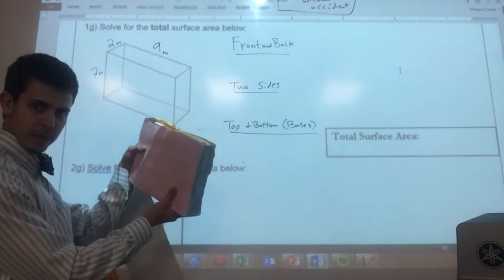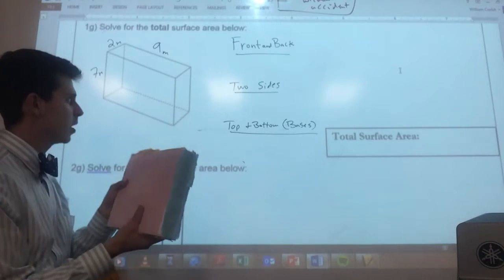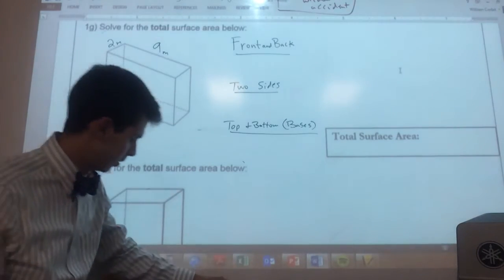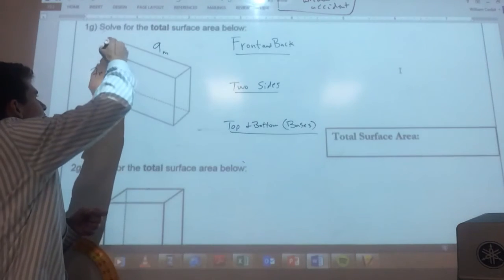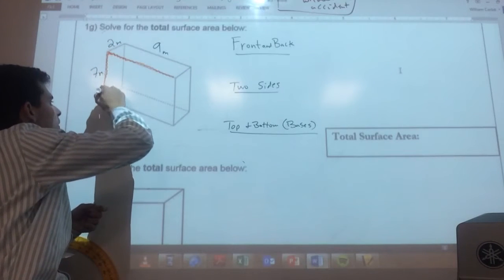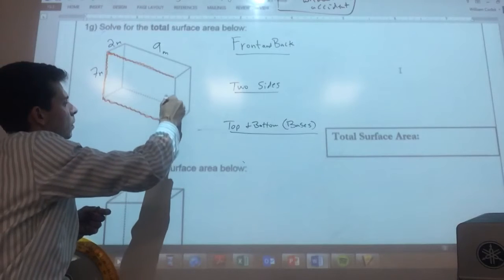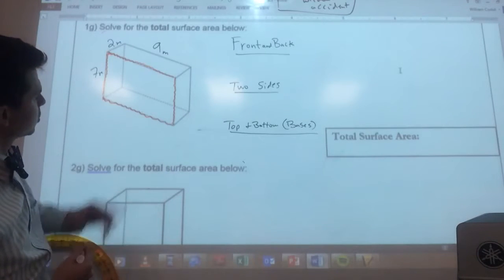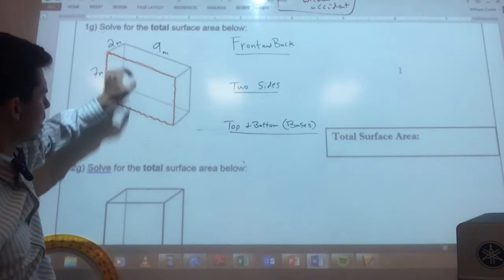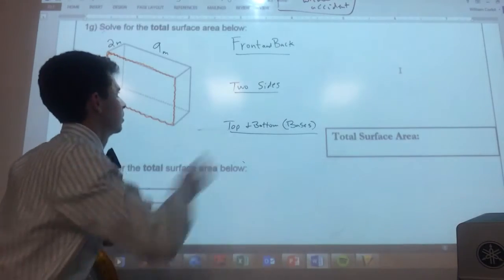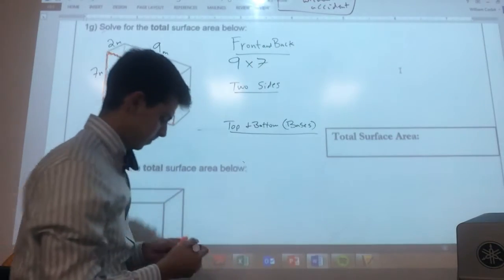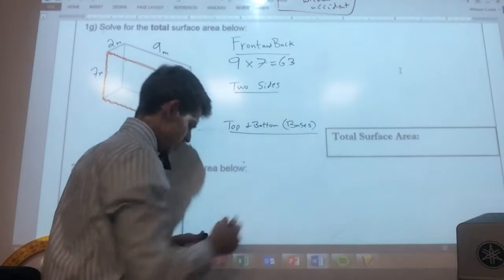Something like this, the front and the back. So I know that the length here is 9. I'm going to make it easy for you guys to see. This is what we're solving for here, the front. That's what we're solving for. Well, this rectangle, I'm not giving this length, but I'm giving this length. And it's the same thing, you just pull it straight across. So this is going to be 9 times, this length here is 7, and that's going to be equal to 63.